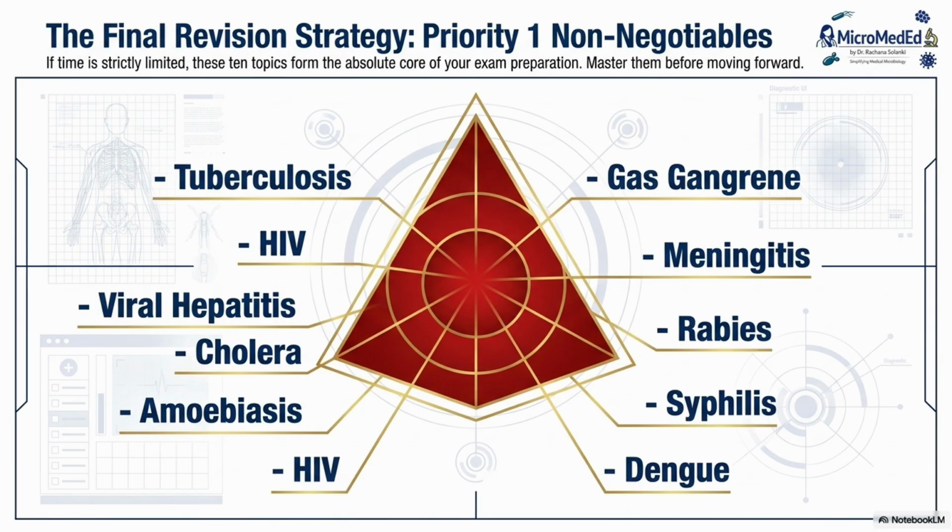So in that, tuberculosis and HIV I have mentioned twice. Why? It is very important. You should know starting from the morphology. In HIV, the majority asked is the morphology. So you have to know how to draw the HIV virus, the diagram of it.